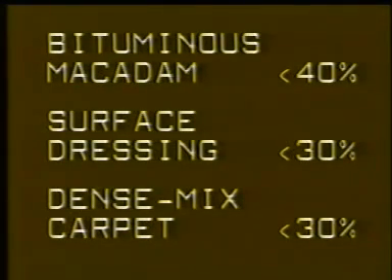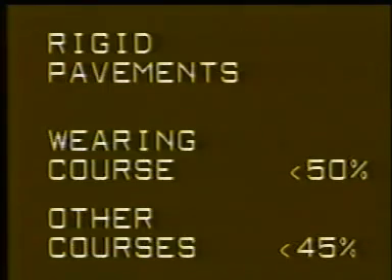A good quality aggregate to be used in the different layers should not have crushing value more than that specified for both the flexible and the rigid pavements.